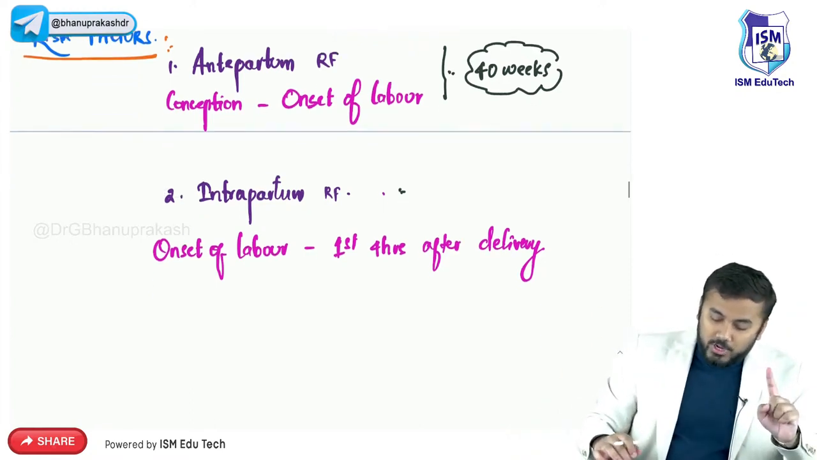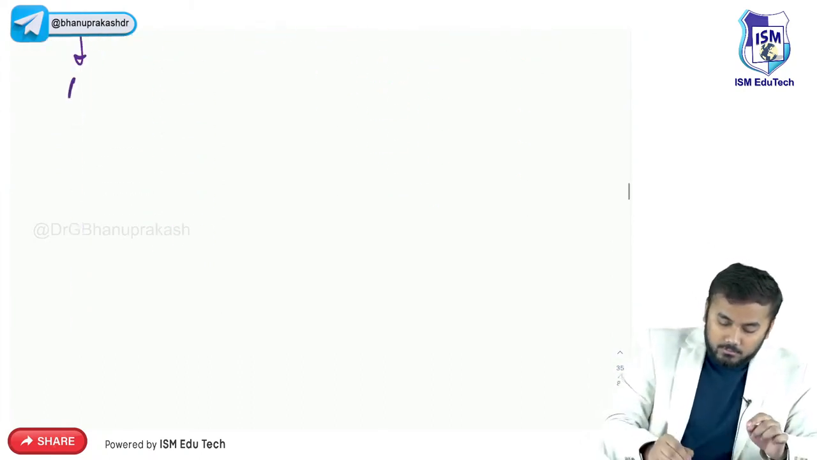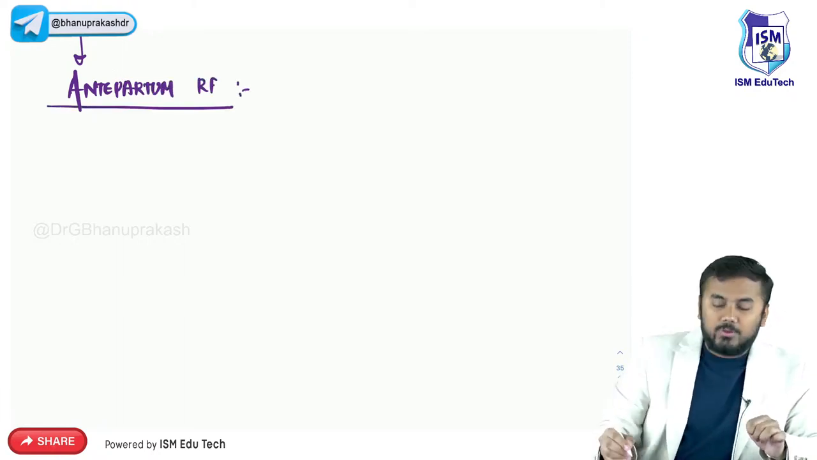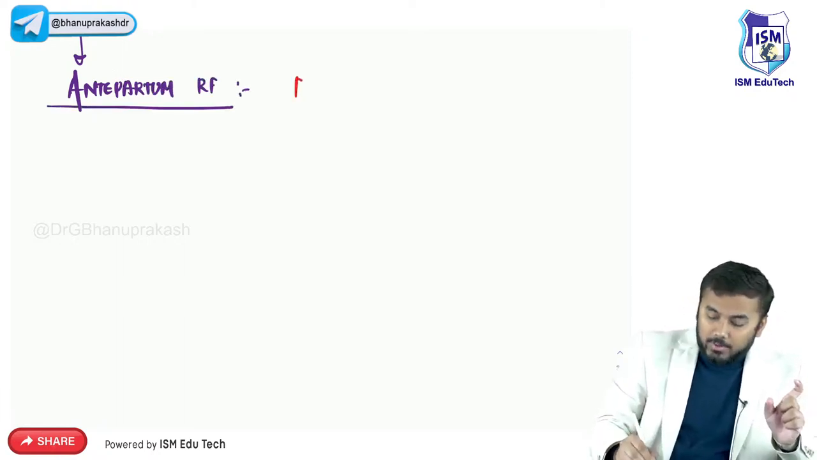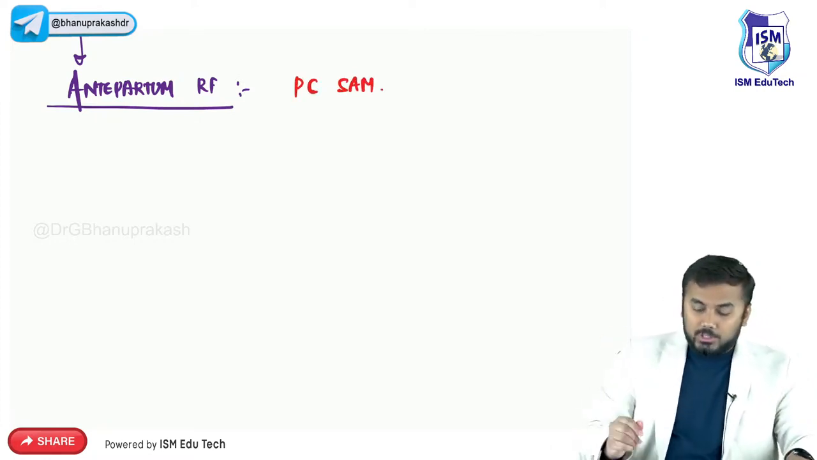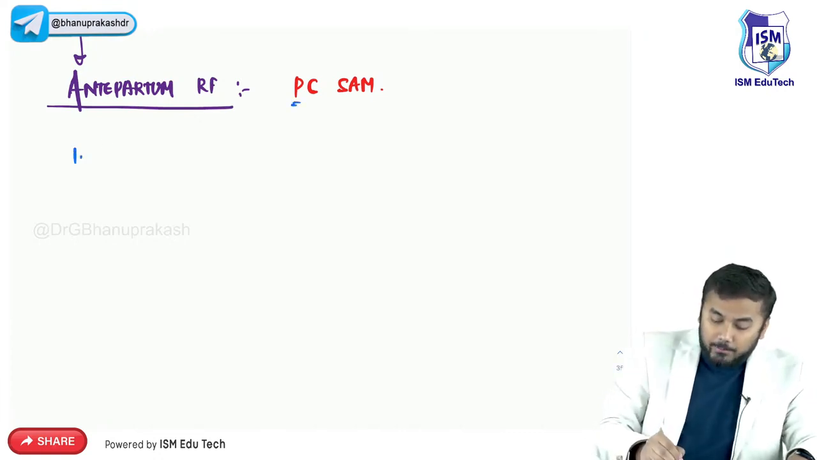So the first important factor here in antepartum risk factors. Before that, I will give you a mnemonic. Remember PC SAM. That is a mnemonic. The first important thing is P, which stands for placental anomalies.